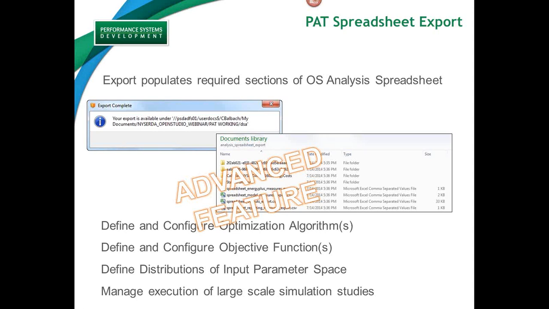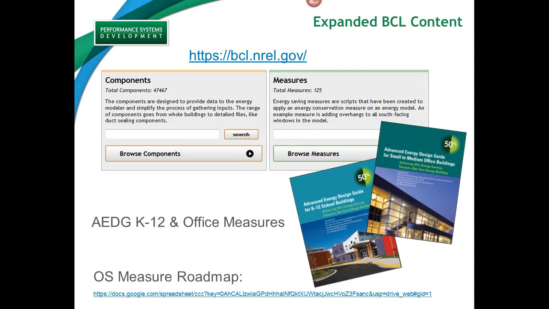So the last feature we'll talk about before we go to the demo is expanded BCL content, and in particular, the expanded BCL content is both in components and in measures. OpenStudio version 4.1 and the latest version of the Building Component Library now contain a new set of measures that represent the AEDG, that stands for the Advanced Energy Design Guides, both the K through 12 and the Office AEDG guides. So some of you might be familiar with these guides. I took some screenshots at the bottom right of the slide showing the AEDG guides for both the small to medium office and K through 12 buildings.